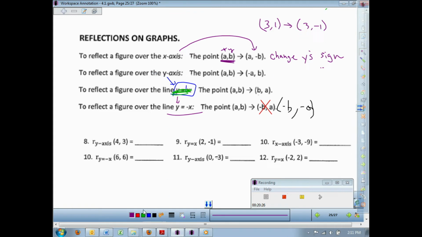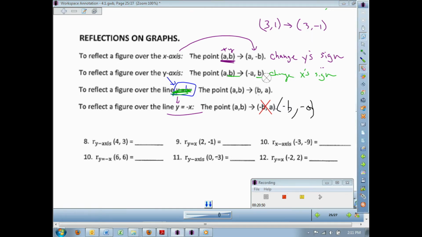To reflect over the y-axis, the point AB became negative AB. The y value stayed the same this time, and the x value changed, so we're going to change x's sign to reflect over the y-axis. I hope you're writing these rules down on this piece of paper.